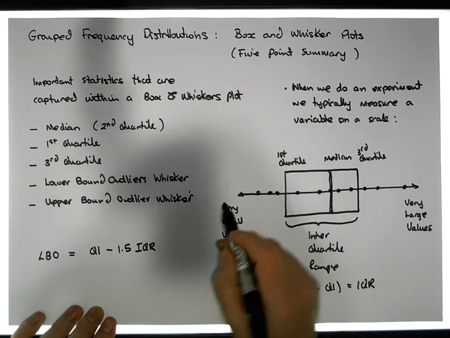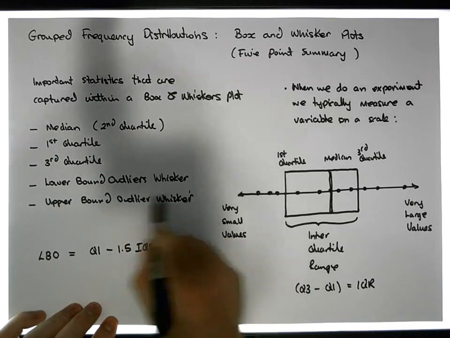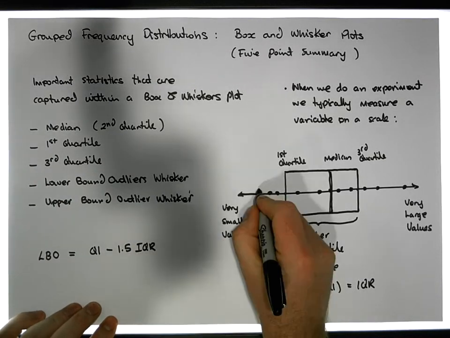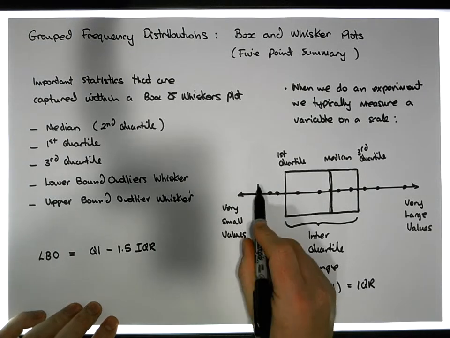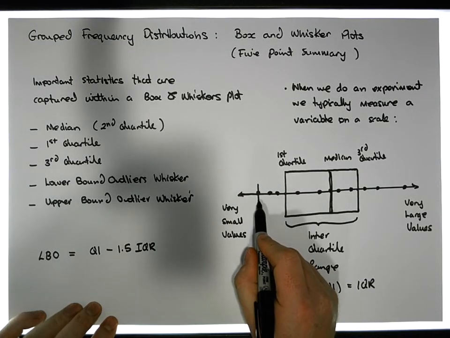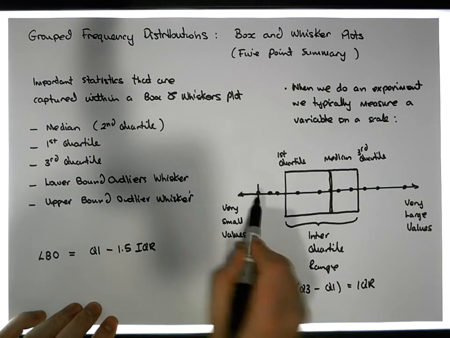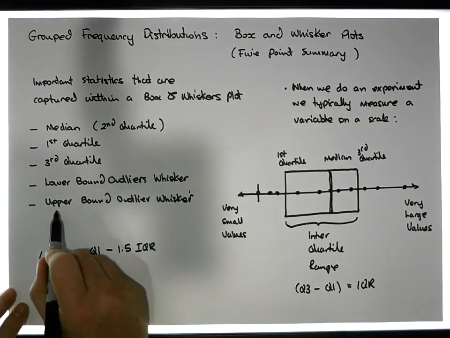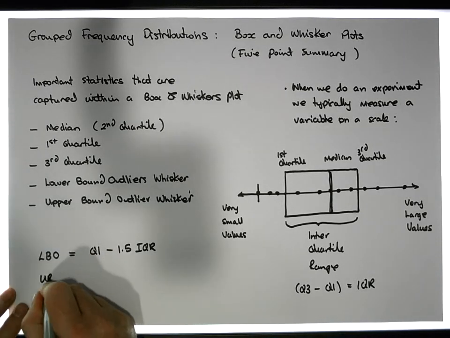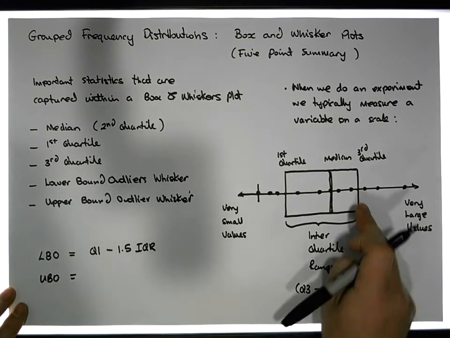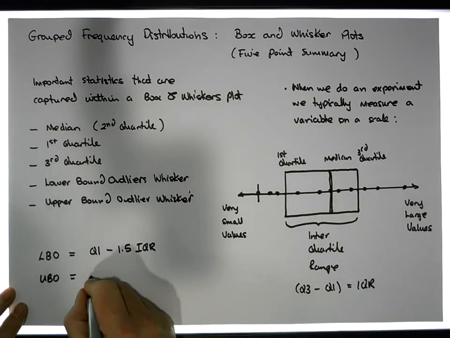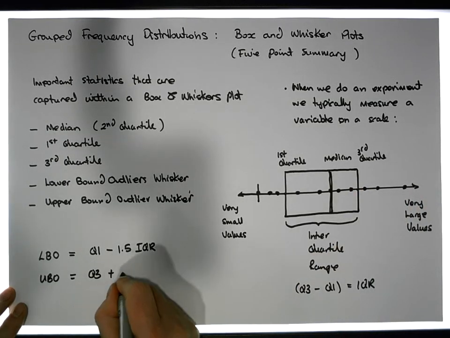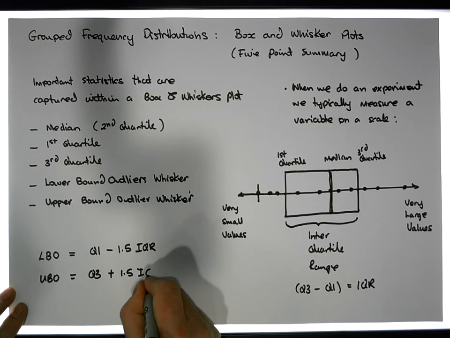But our data set doesn't have any values that are outside that particular range. So what we do is we just put a little whisker here at the smallest value in our data set to demarcate that this is the smallest value within the data set and that there are no values less than it. With respect to the upper bound outliers, upper bound outliers are values 1.5 times the interquartile range greater than the third quartile. So it's Q3 plus 1.5 times the interquartile range.